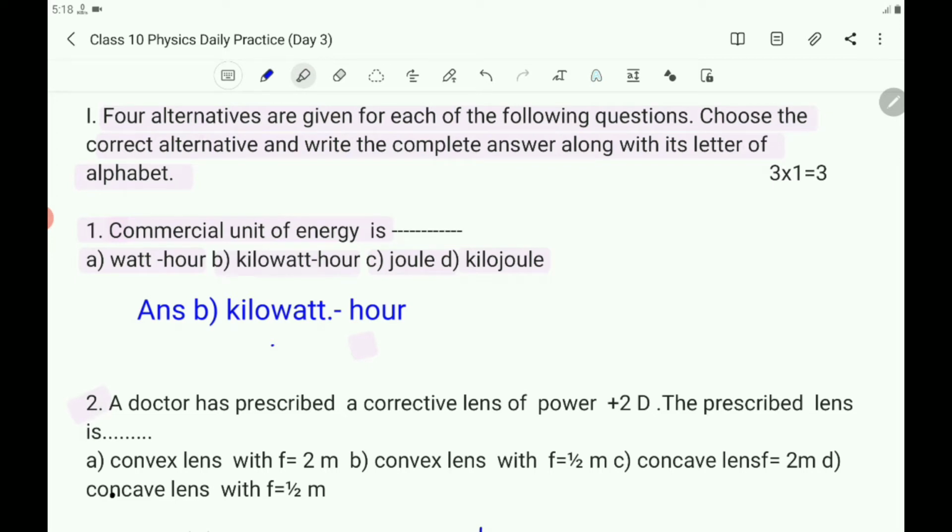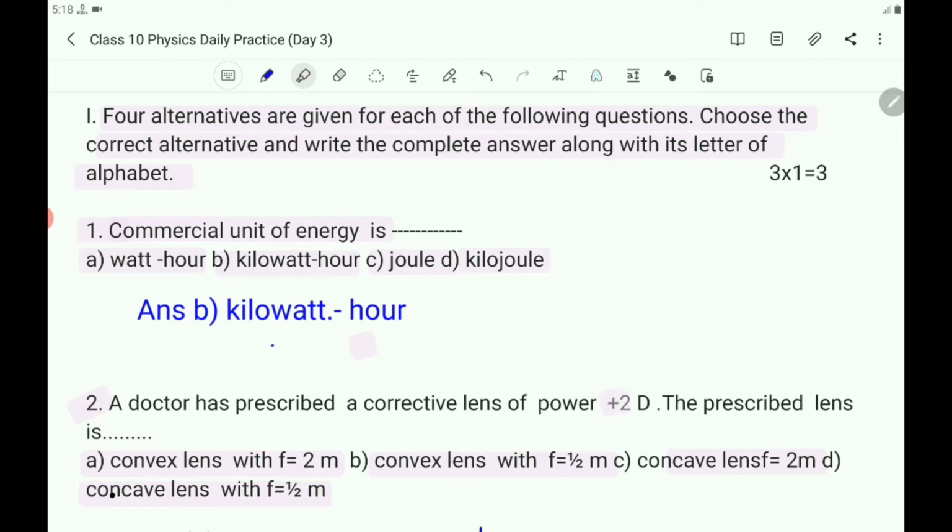A doctor has prescribed a corrective lens of power plus 2D, means plus 2 diopter. The prescribed lens is: convex lens with f equals 2 meter, convex lens with f equals 1 by 2 meter, concave lens with f equals 2 meter, concave lens with f equals 1 by 2 meter. So what are the options? Option A is convex lens with f equals 2 meter, and option B, convex lens with f equals 1 by 2 meter. Option C, concave lens with f equals 2 meter, and option D, concave lens with f equals 1 by 2 meter.